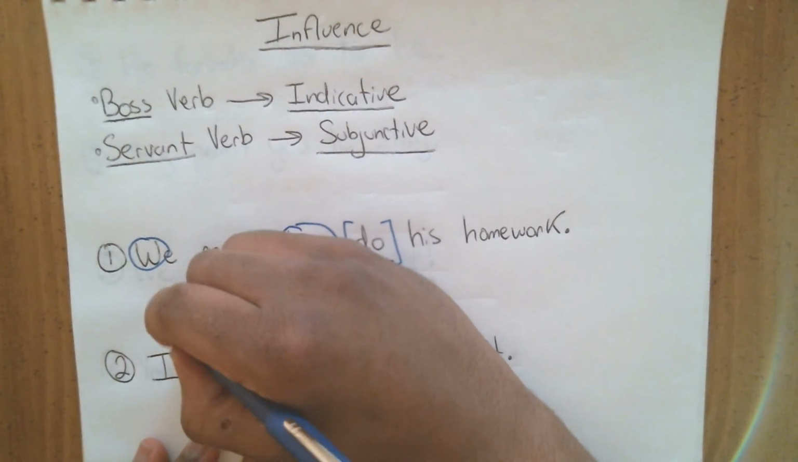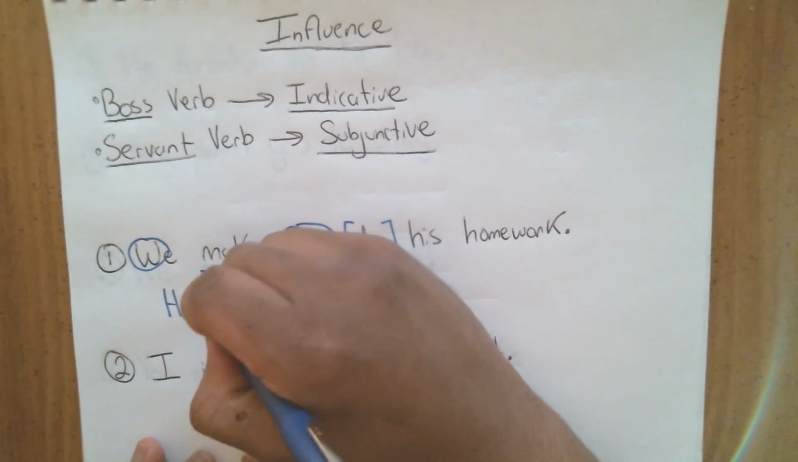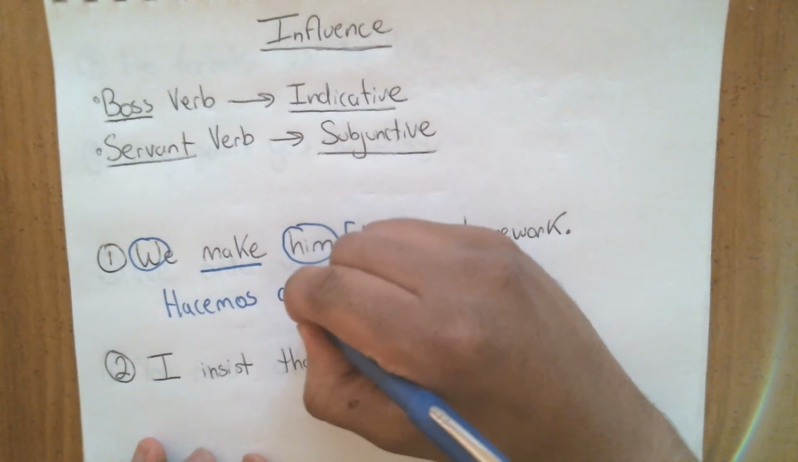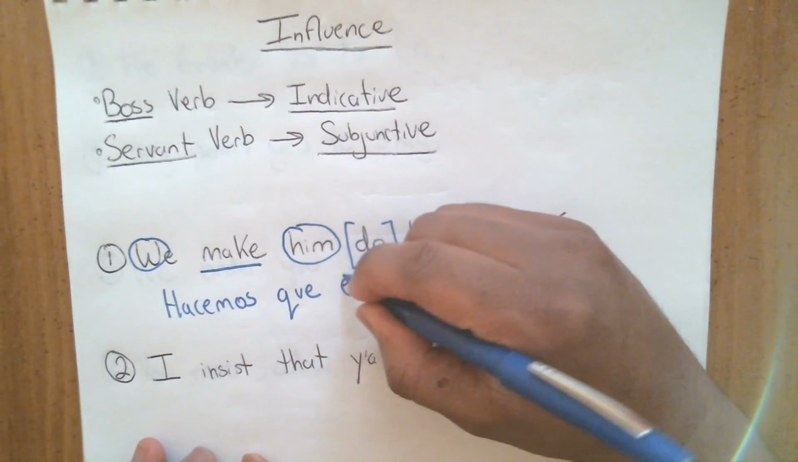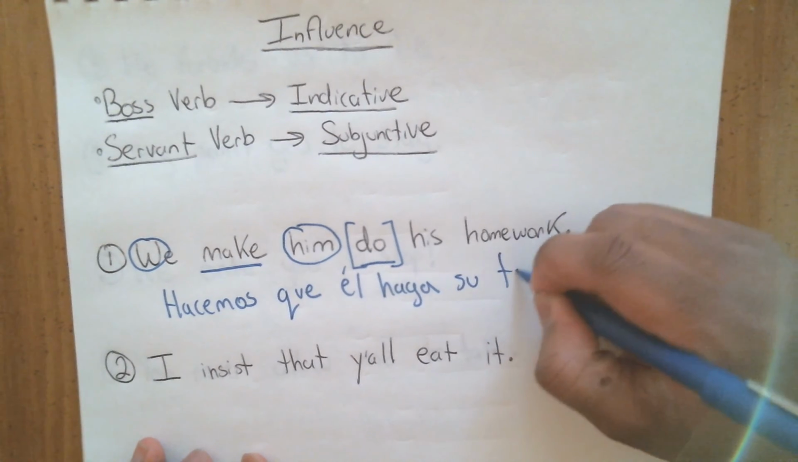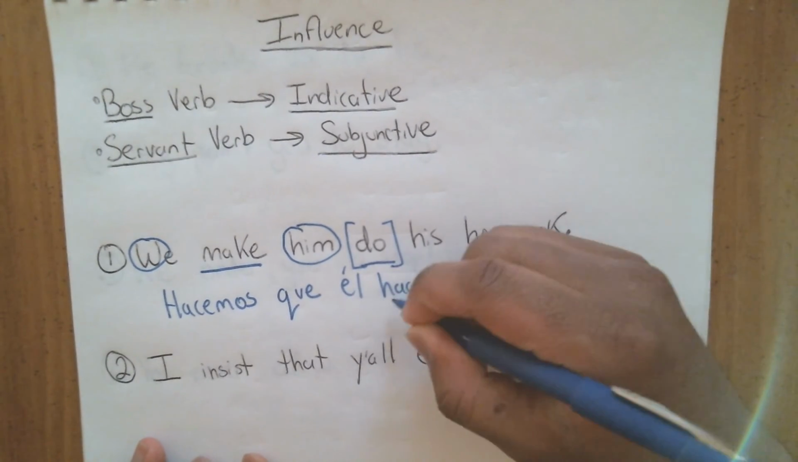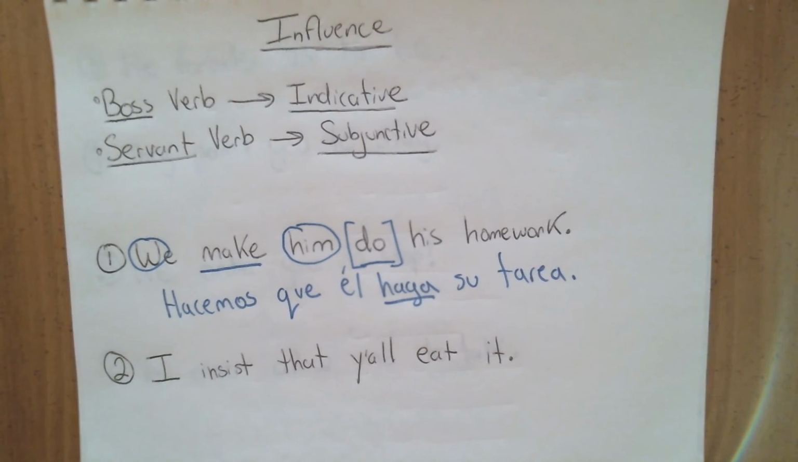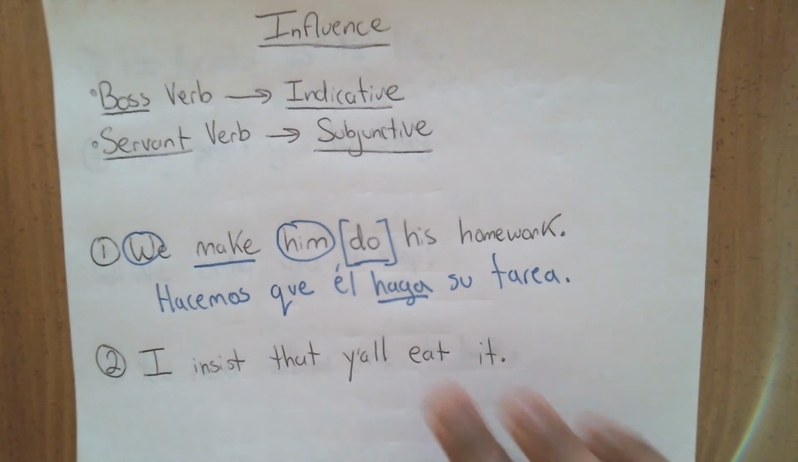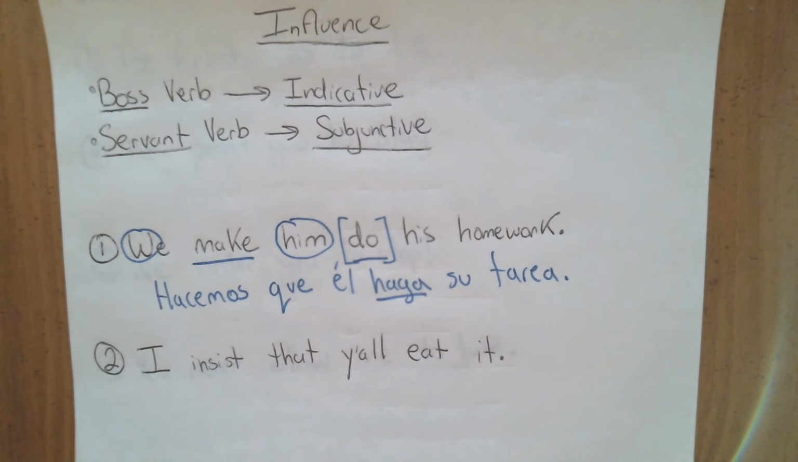So this is just hacemos, which is we make, it's just regular. Hacemos que él haga su tarea, okay? We make that he does his homework. So do you see how we are clearly in charge of him in this sentence? And so whatever he does, because he's the servant, that's going to be in the subjunctive, okay?